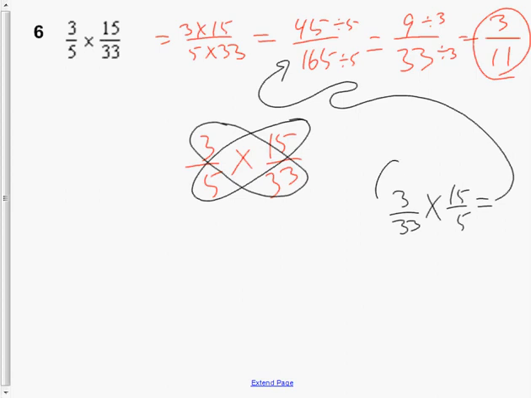But if you started with these fractions, you would never keep 3 over 33. You keep it 1 over 11. And 15 over 5 would be 3 over 1.